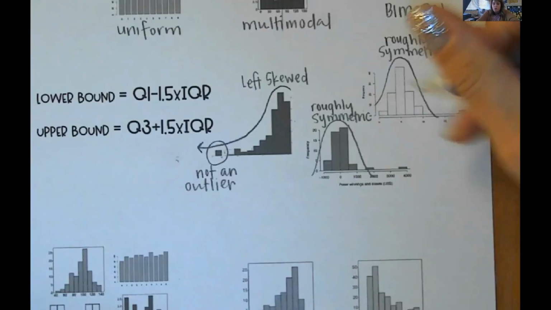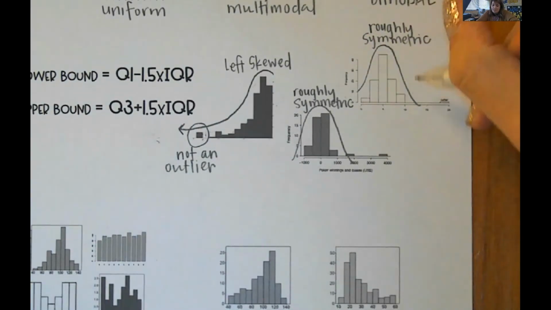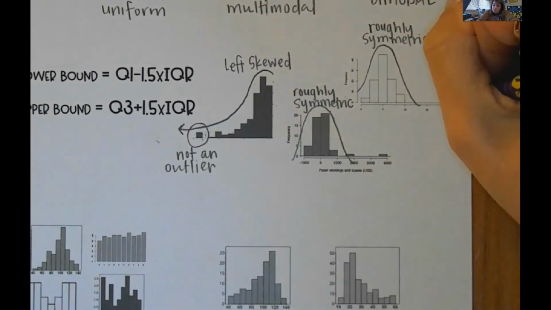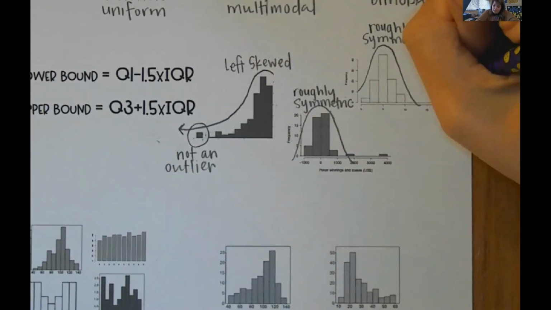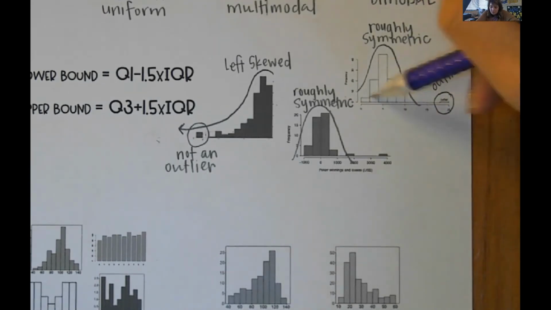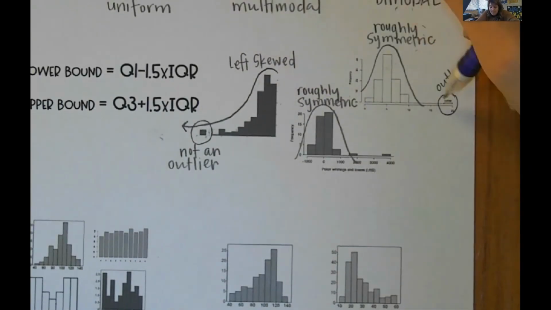Now on this one, because it's roughly symmetric and there is a significant gap between this data value and the next data value right here, we can say pretty confidently that this is an outlier. So all but one observation in your data set is from 0 to 10, and then there's a gap of 10 and then your outlier. So this would be an example of where it's pretty obvious you have an outlier.